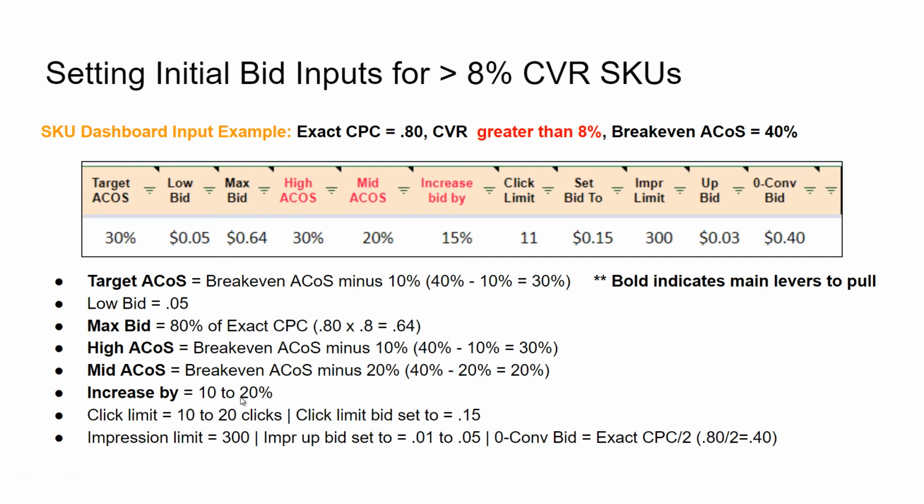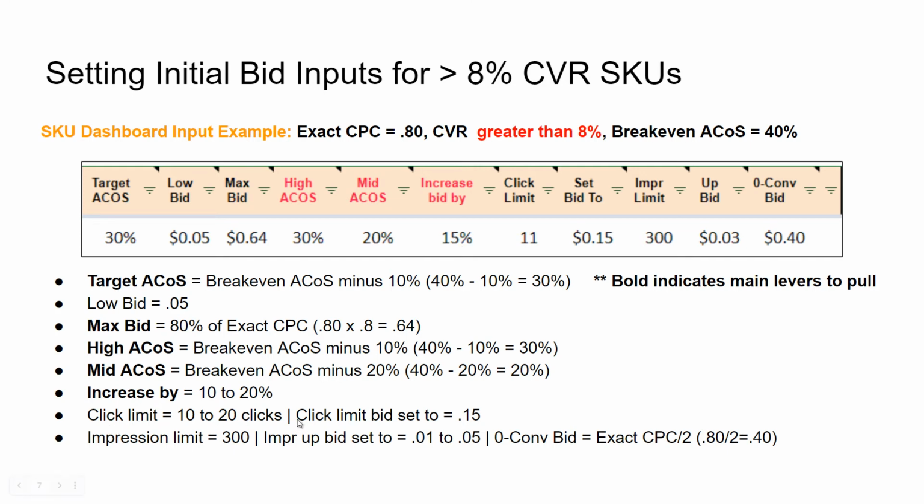Increase bid by 10 to 20%. This is taking into account this 15% here. That's just a good average we recommend starting with. But that's going to be for the Apex bid algorithm. It actually takes anything between 0 ACoS up to your mid ACoS threshold. It's going to take your cost per click and then increase that by 15%. So that's what that means.